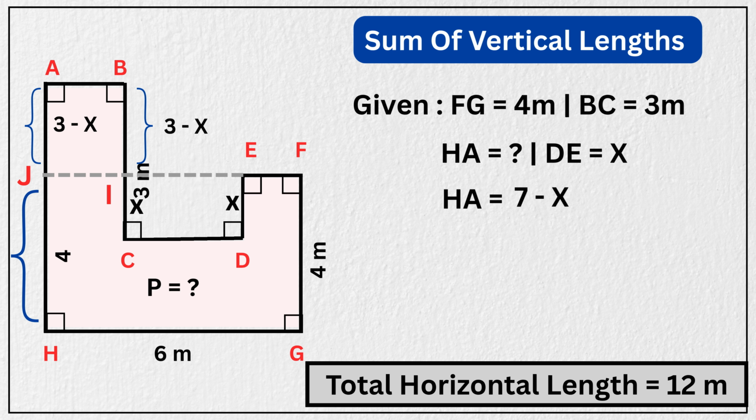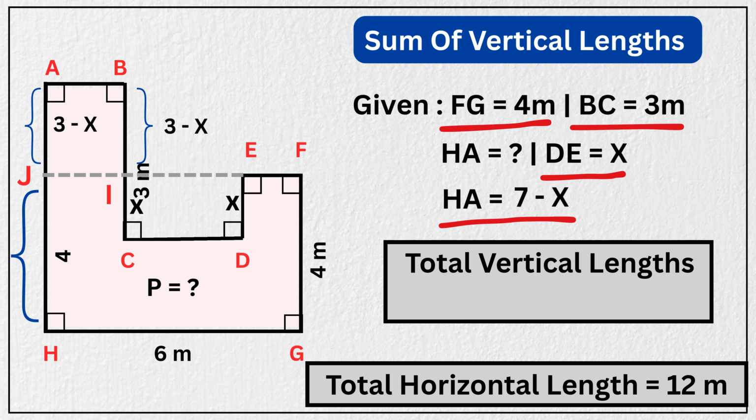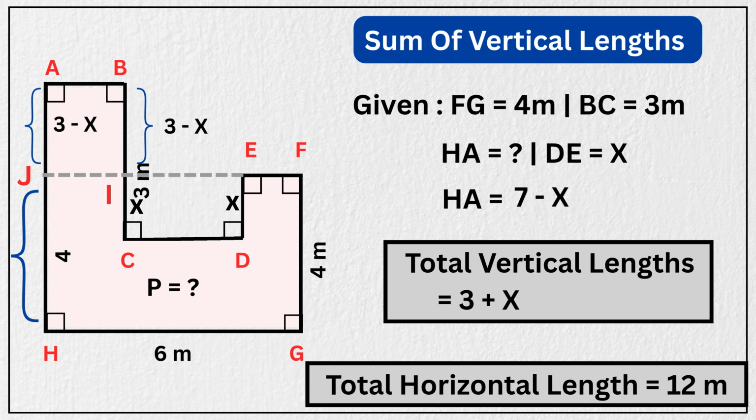Now, let's list out the vertical segments again. BC is 3 meters, DE is X meters, FG is 4 meters, and HA is 7 meters minus X. Adding them together, we get the sum of all vertical sides, which is 3 plus X plus 4 plus 7 minus X. Plus X and minus X cancel each other out, leaving us with 3 plus 4 plus 7, which equals 14 meters. It might have seemed complicated at first, but did you notice the elegance in it? The variable X cancels itself out, and we're left with only known values.